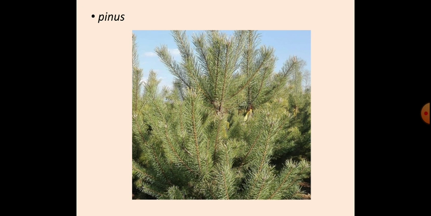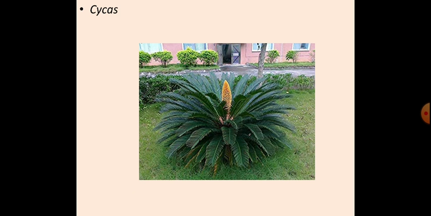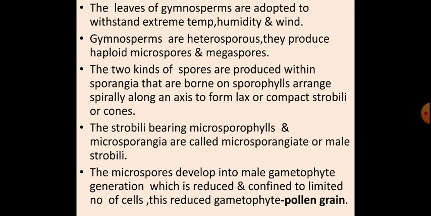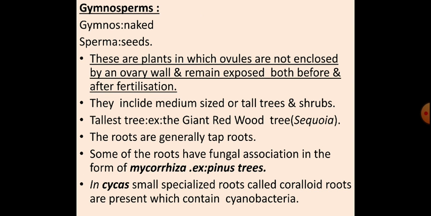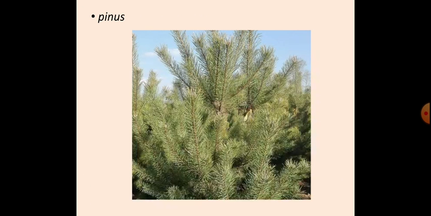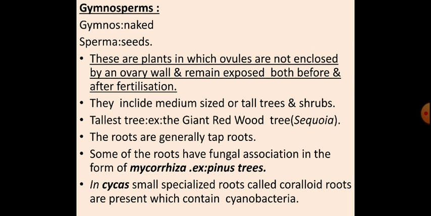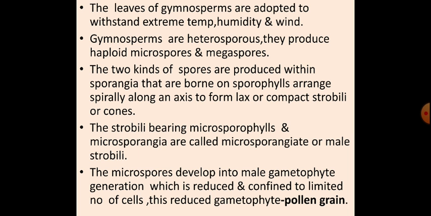But in shrubs, that is in cycas, this cycas doesn't contain taproot system. It contains coralloid root system. See here, cycas contains coralloid root system, not taproot system. So this root system contains cyanobacteria. Remember blue-green algae? It helps in fixing atmospheric nitrogen in the soil. Okay, cycas doesn't contain taproot system. It contains a root system called coralloid root system.